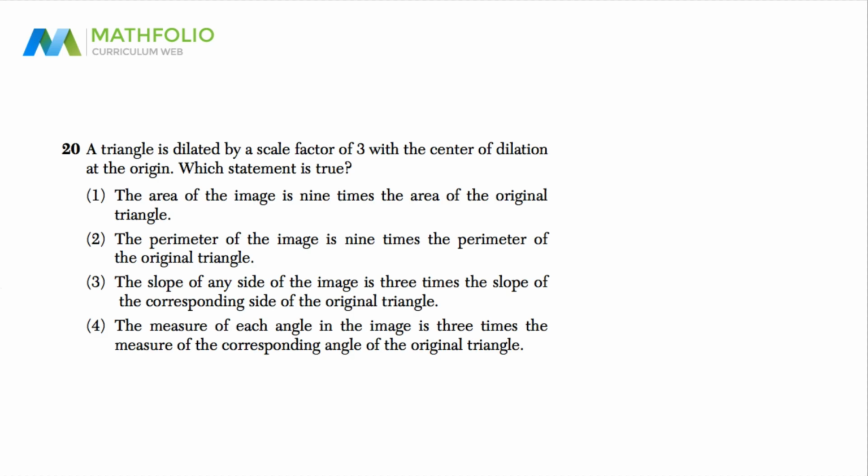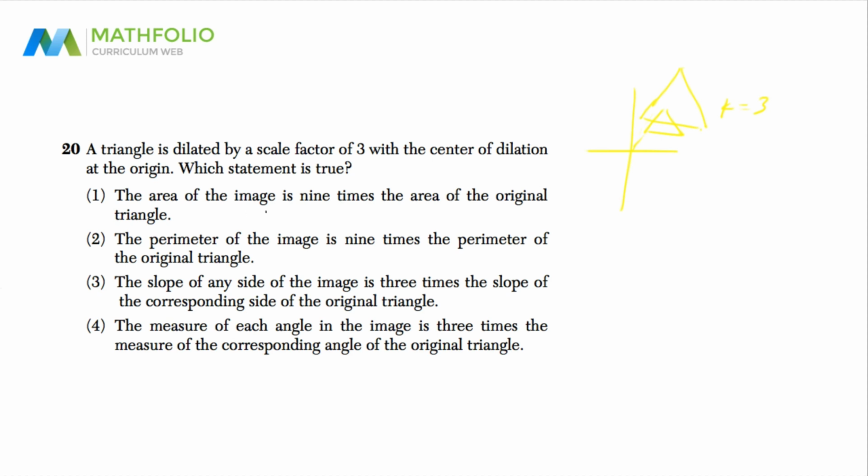Alrighty. So here's question 20. A triangle is dilated with a scale factor of 3 with the center of dilation at the origin. Alright, so let's just see what that could look like. Got some triangle, dilate it with a scale factor of 3, makes it look 3 times bigger, and the distance here gets 3 times further away. Okay, so K equals 3. That's a scale factor. It says which statement is true.